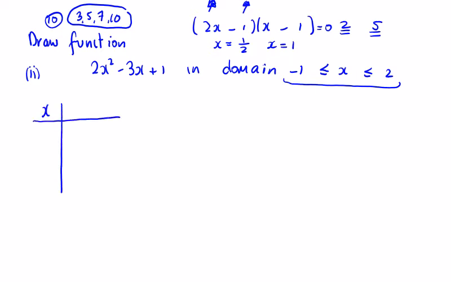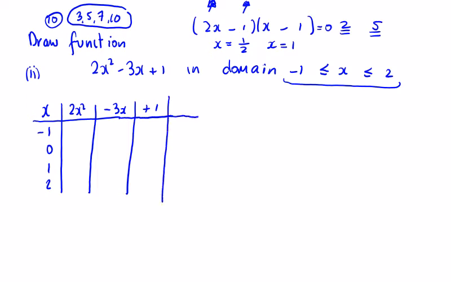We have minus 1 up to 2. So minus 1, 0, 1, and 2. We have 2x squared, minus 3x, and we have our constant of plus 1. Combining these middle three will give us our y value and will give us 4 points to put on our axes.